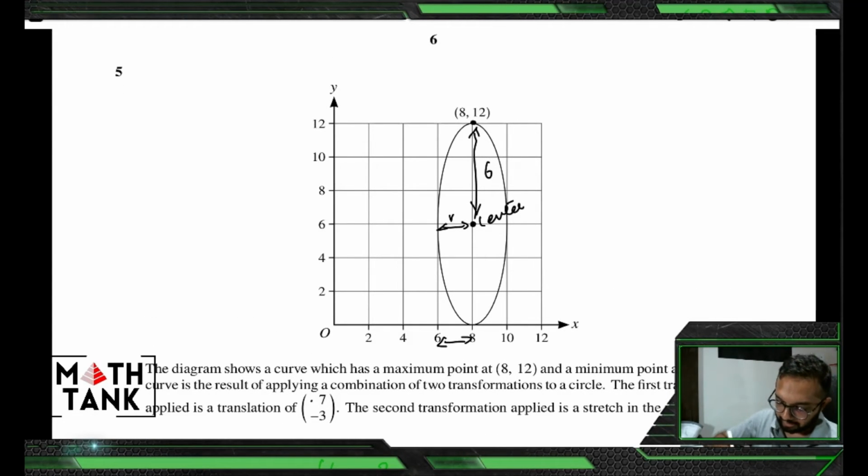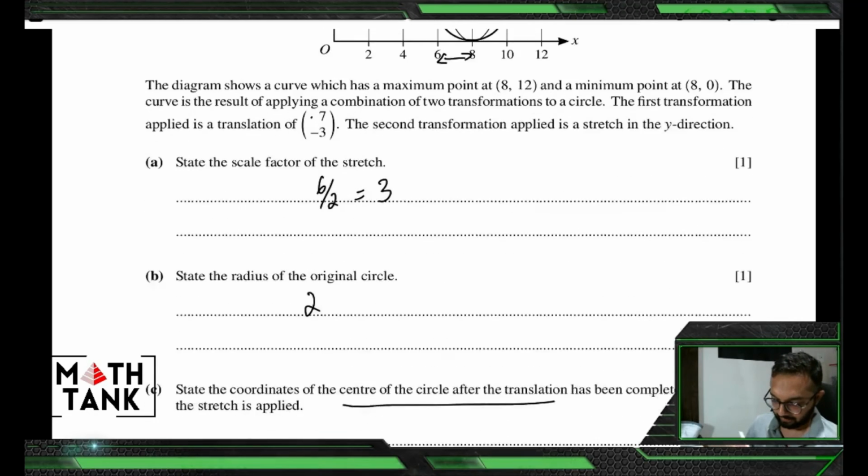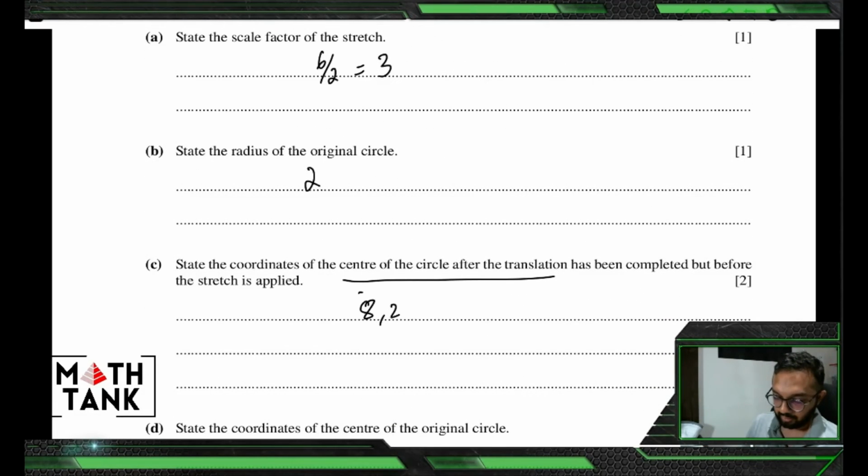So if this point got stretched by a factor of 3, this should originally have been at 8,4. If this was at 8,4, the circle should have looked like this. And if the circle should have looked like this, the original center should have been here. It should have been at 8,2. That is after the translation and before the stretch.